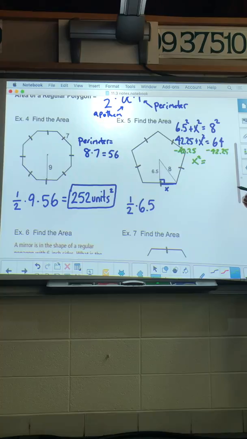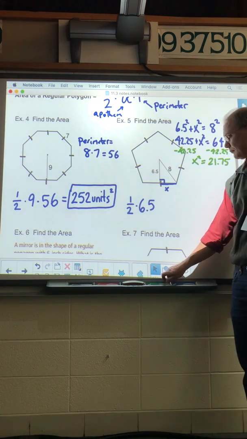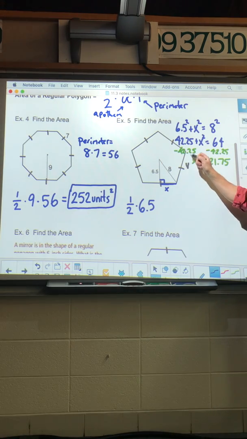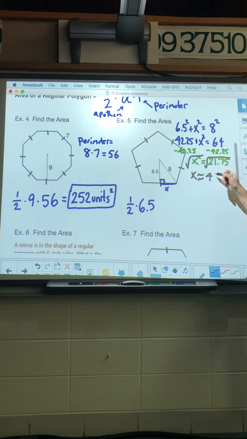Squared equals 21.75. Then take the square root. And we should get about 4.66.